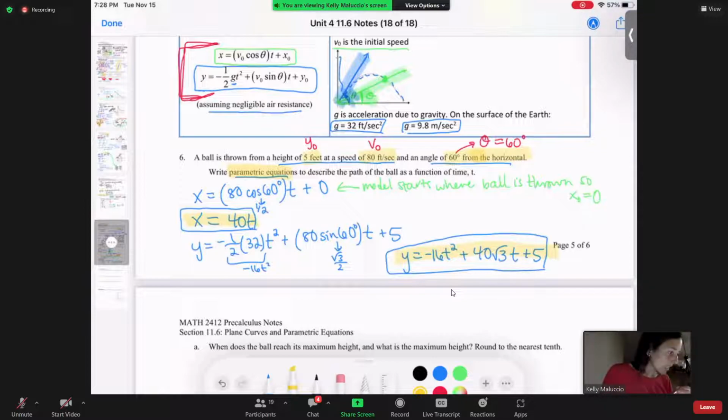y is negative 16t squared because of the negative in the equation above. Remember the equation we're following is y equals negative 1/2 g t squared. Or you could consider the pull of gravity as negative 32 feet per second squared, or negative 9.8 meters per second squared. But instead we think of the gravity as positive, and then we throw that negative in front. So the second one is right, not the first one, if that makes sense.